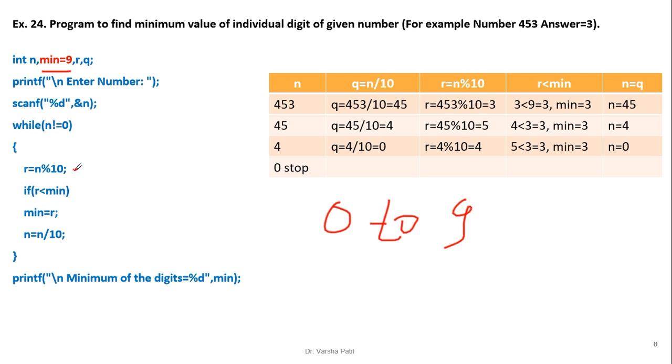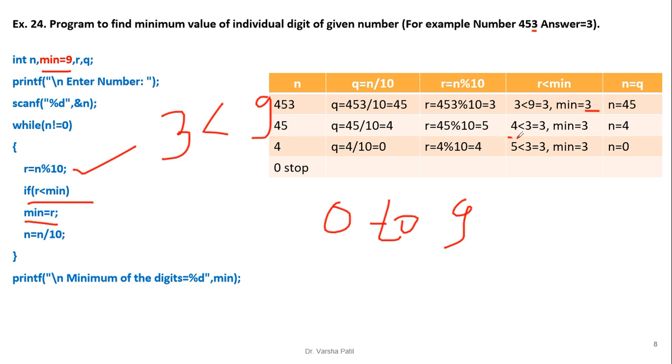If we first extract the r, now instead of greater than, we use the less than sign, r less than minimum. Initially our minimum is 9. Now r comes, for example first 3 will come. Now it is a decision that minimum is greater, so we should change the minimum. So the statement is minimum equal to r. Initially our minimum was 9, but now it will change to 3. So in this way minimum becomes 3.